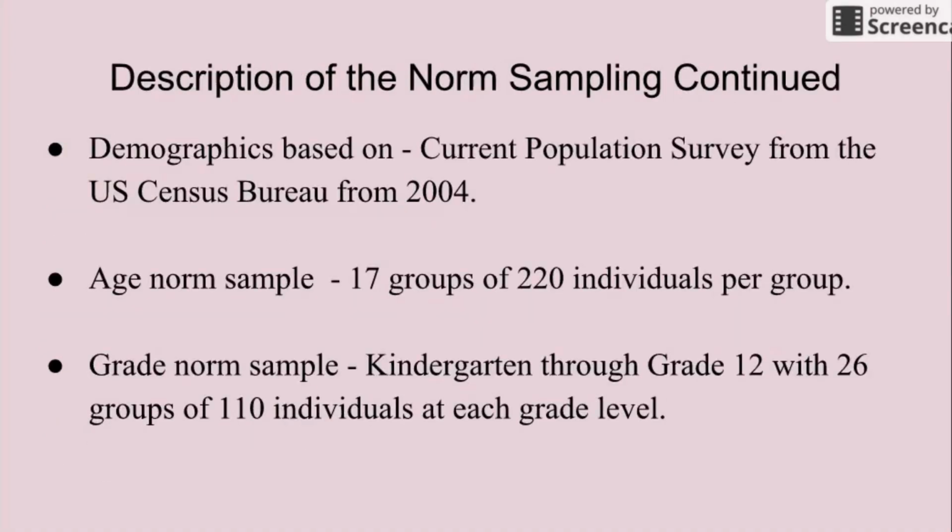And then this slide is continuing to discuss the norm sampling. The demographics were based on a current population survey from the U.S. Census Bureau from 2004. This is an age norm sampling, 17 groups of 220 individuals per group. And then the grade norm sampling, they did both age and grade norming. Grade norming was kindergarten through 12th grade with 26 groups of 110 individuals at each grade level.